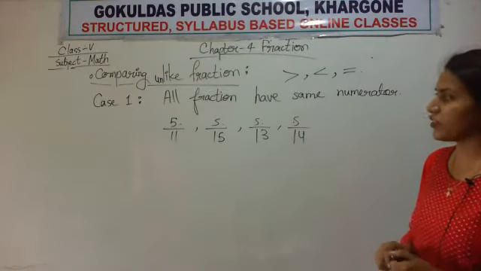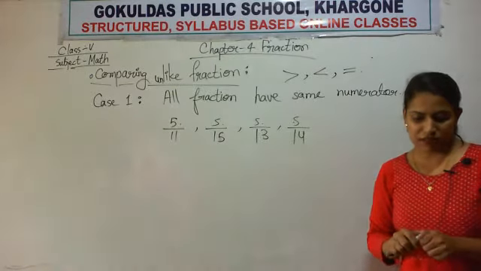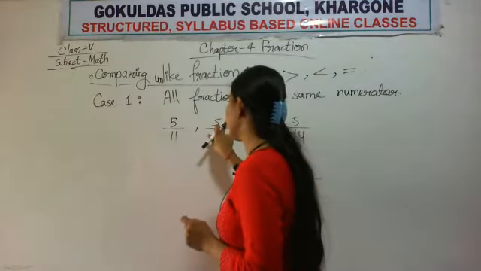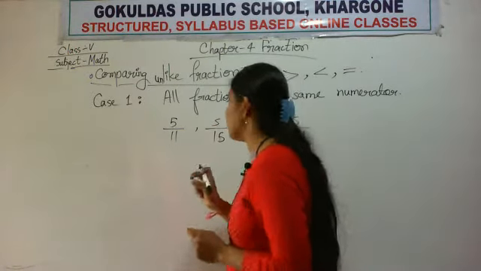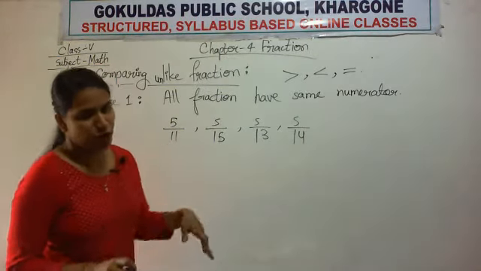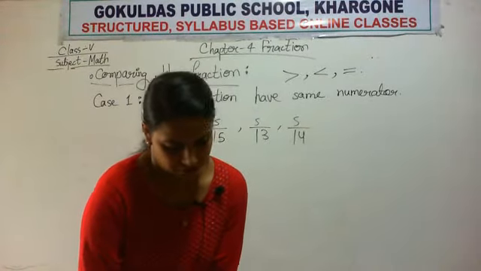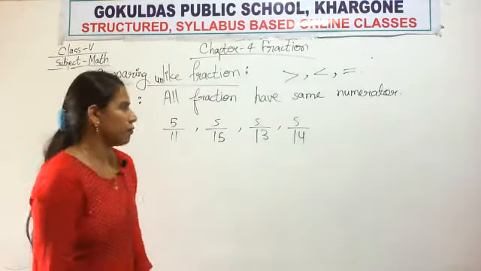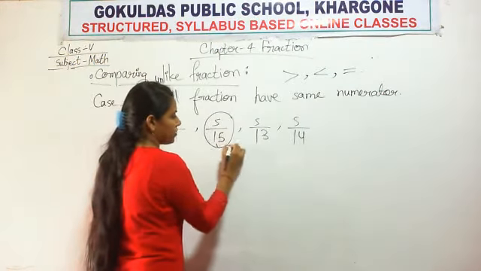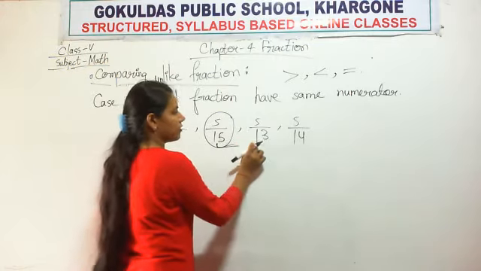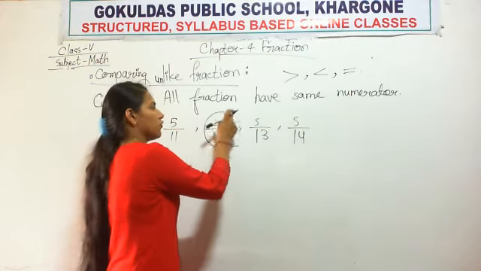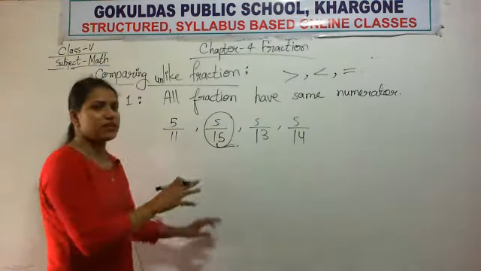If a fraction has a larger denominator, that fraction will be a smaller number. So here, which fraction has the larger denominator? 5 upon 15. It has 15. 15 is larger among 11, 13, 14 and 15. So 15 is the larger denominator, so 5 upon 15 will be the smallest fraction.